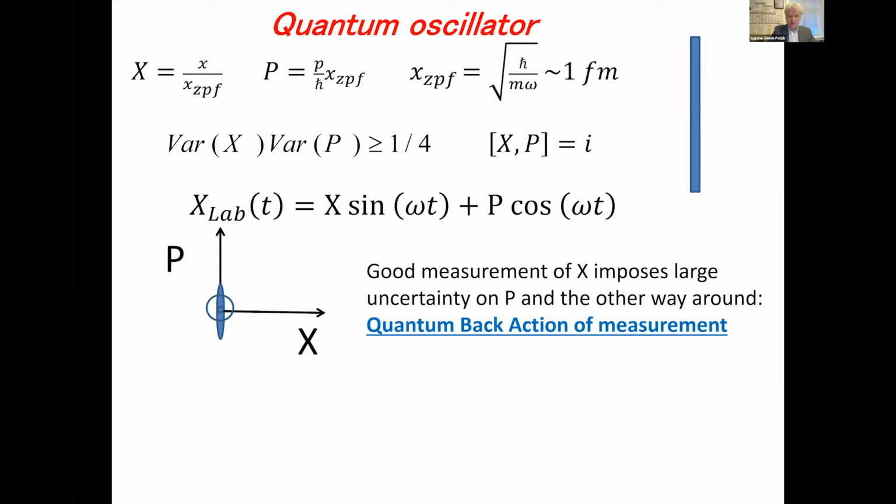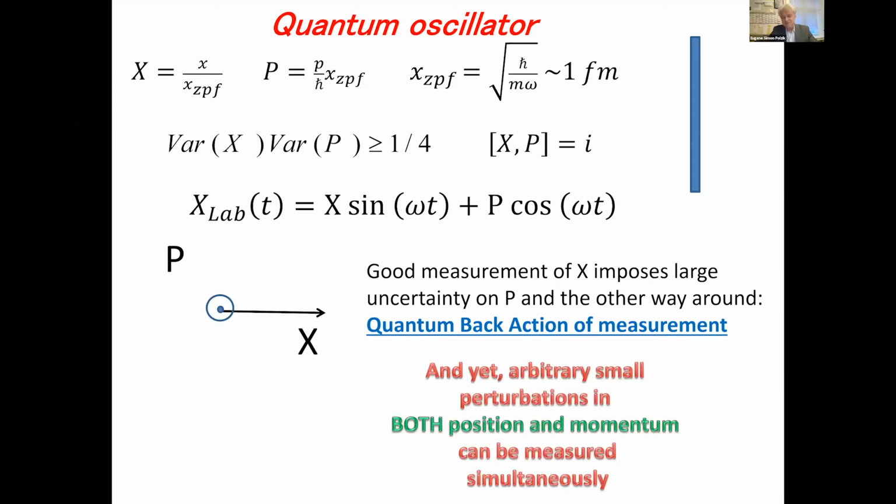I'm giving you every quarter period kind of photos, but of course it's a continuous process, and the net result is the more you observe, the more you disturb. And this quantum backaction of measurement will not allow you to make a measurement of the trajectory of your moving object with arbitrary accuracy.